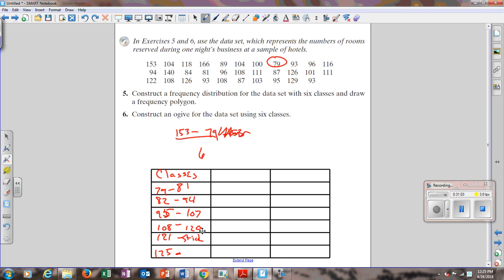All right. So that should be pretty good. This one's going to be 124. And then it's 125 plus 13. It's going to be 138 minus 1, 137. Now we can do our frequencies. Do it the same way I did the last one because it worked out a lot better. I got 153.